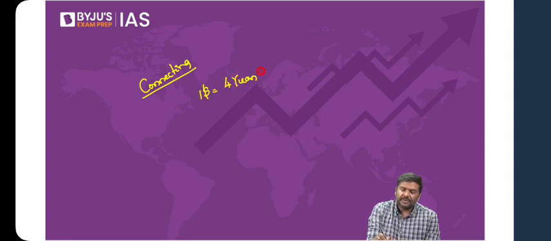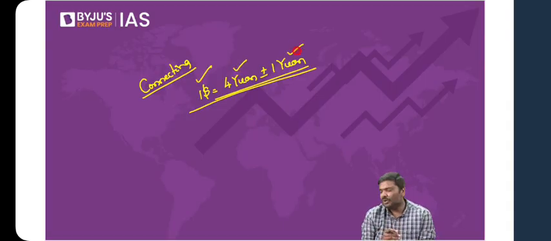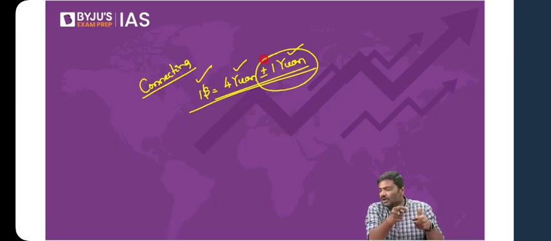For example, let's say $1 is equal to 4 yuan plus or minus 1 yuan. Understand this, right? This is basically called a floating peg. What is this floating peg? This plus or minus 1 yuan will determine to what extent the maximum value of a dollar will fall or will rise against the yuan.